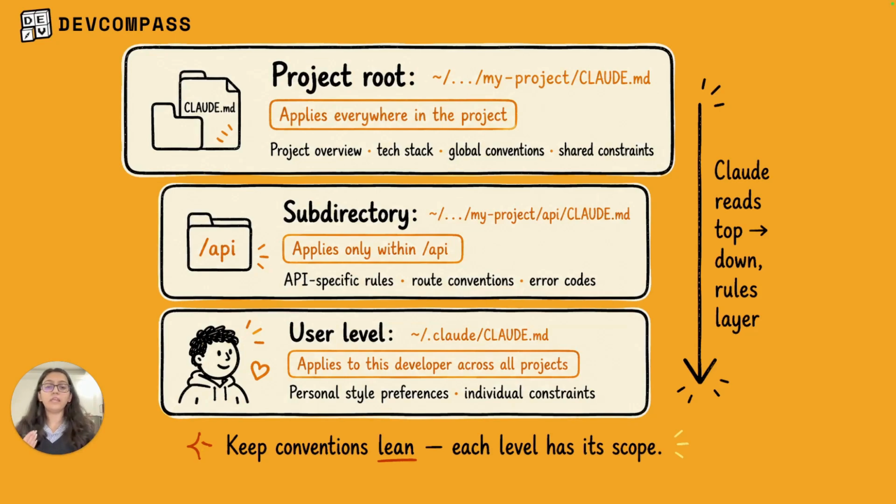The bottom level is the user level, which is a global markdown file in your home directory that applies across all your projects. So it can be an individual developer preference: styles, things they never want Claude to do, personal workflow steps. The scope badge says it applies to this developer across all projects.